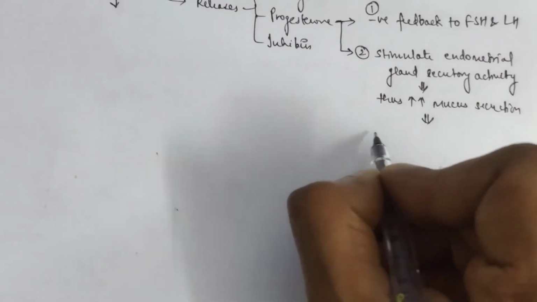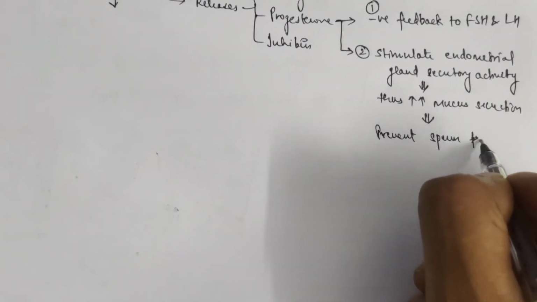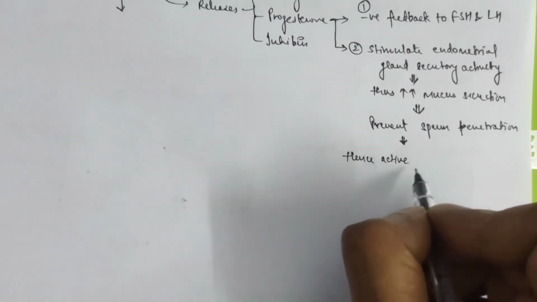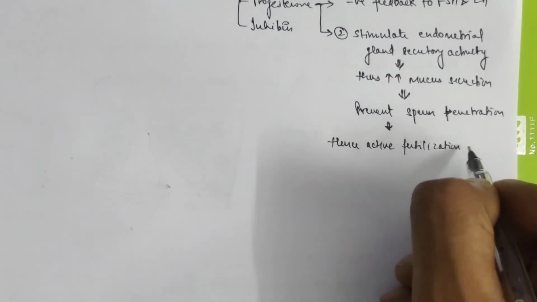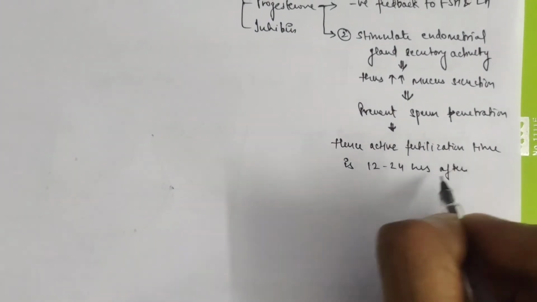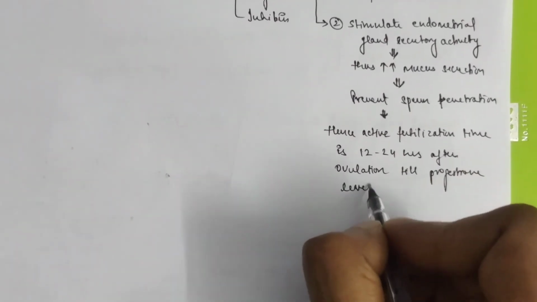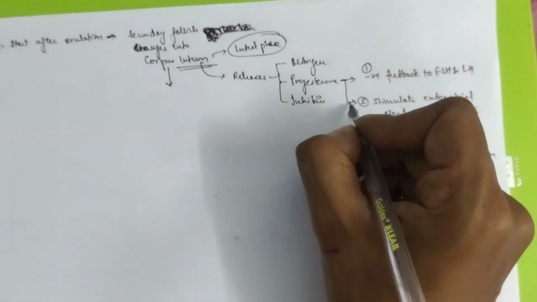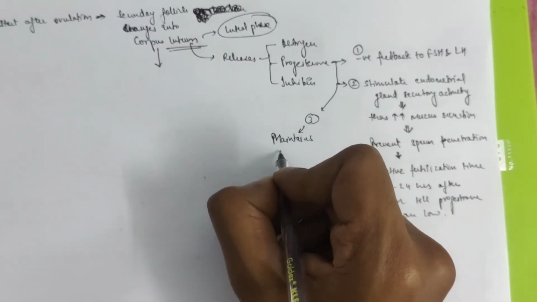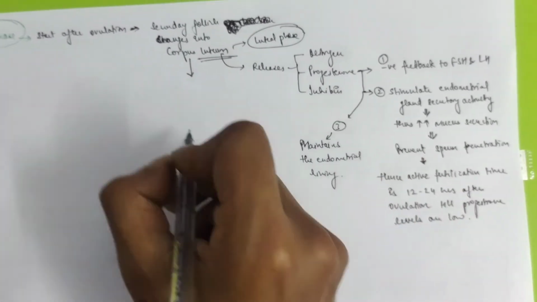This mucus secretion prevents the sperm penetration. So if one sperm has already penetrated the ovum and has fertilized it, the second sperm won't be able to penetrate it on further intercourse. That's why we say that the effective fertilization time is just 12 to 24 hours after the ovulation, till the progesterone levels are low. What's the third function? That is basically the secondary function: it maintains the endometrial lining along with the estrogen. But okay, we are not talking about after the fertilization occurs. We are talking about the normal menstrual cycle.